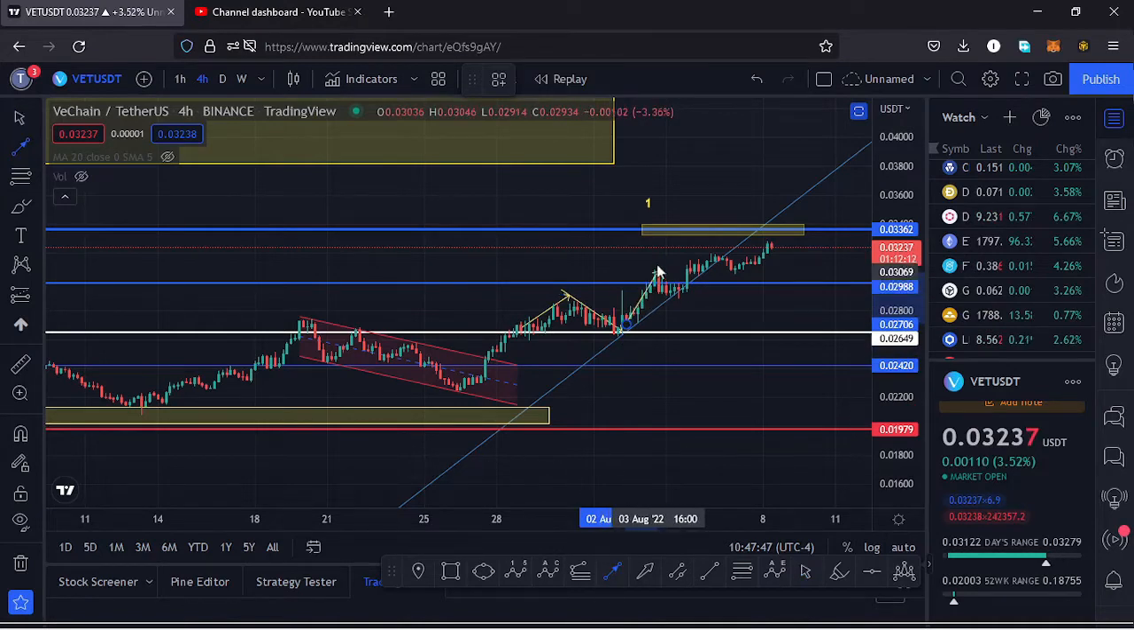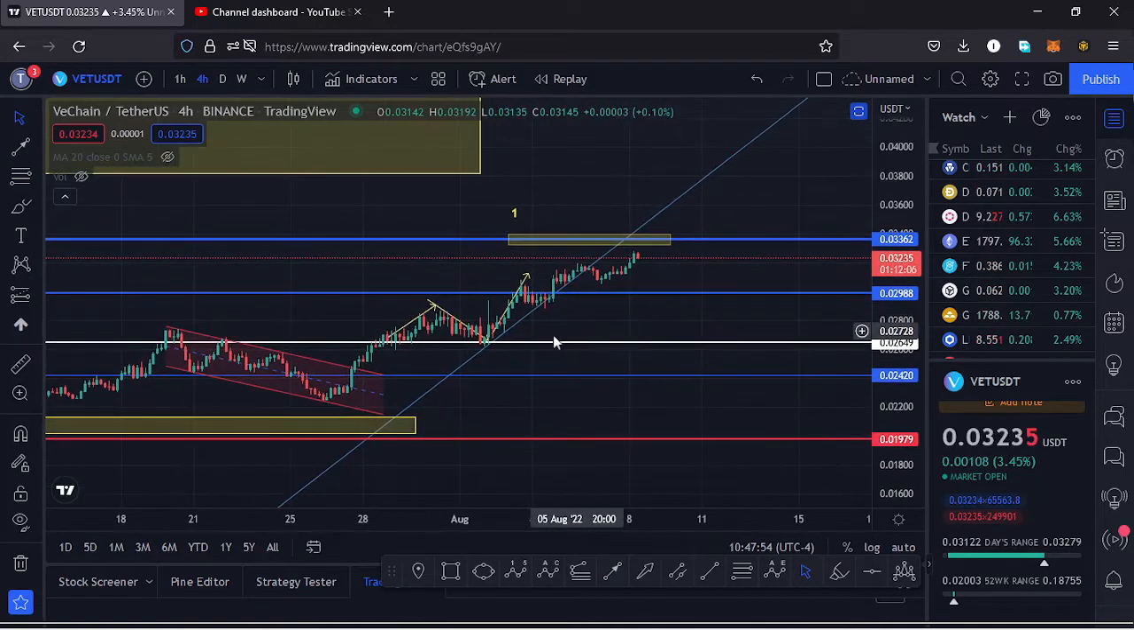We then continued pushing to the upper side, managed to break another key area of resistance at around the $0.029 mark, and from there we have started seeing even higher prices, and at the moment we are just about to hit another key area of resistance.